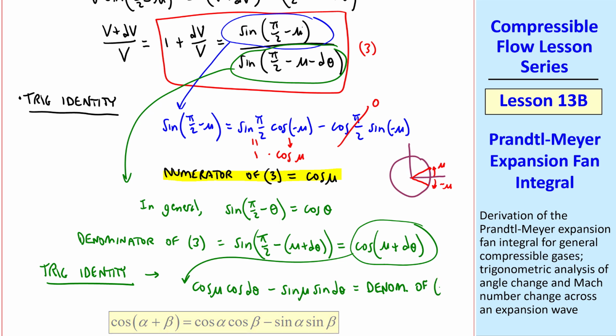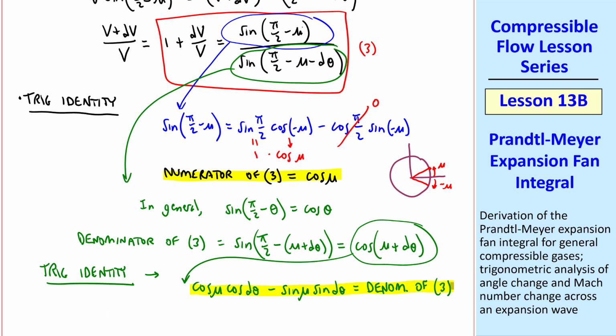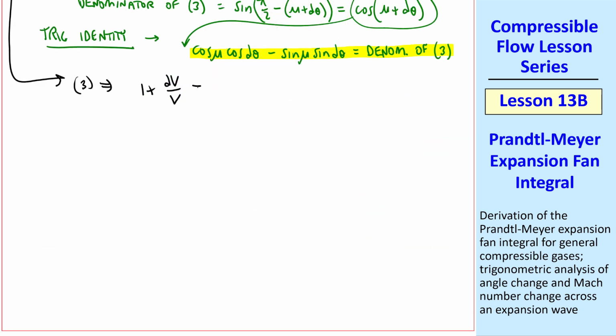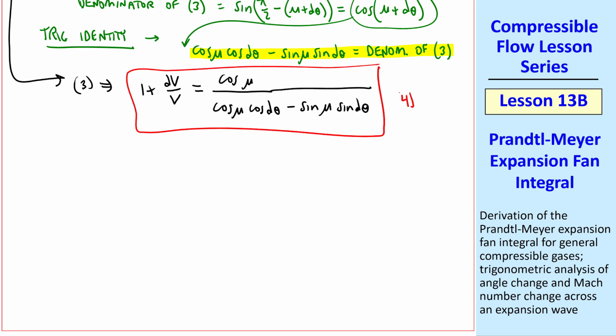This is the denominator of equation 3. Thus equation 3 becomes 1 plus dv over v equal cosine mu over cosine mu cosine d theta minus sine mu sine d theta. I'll label that equation 4.